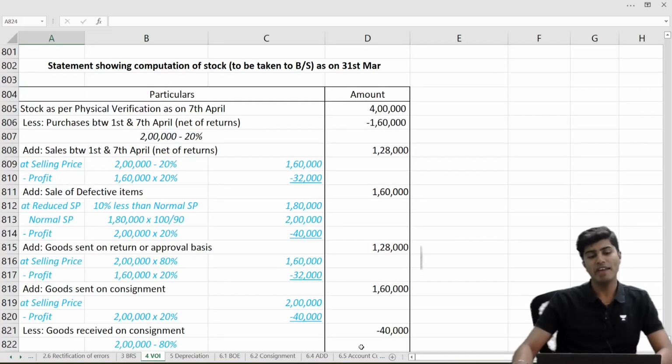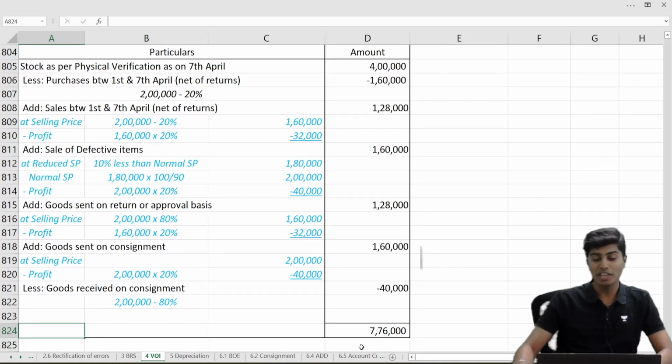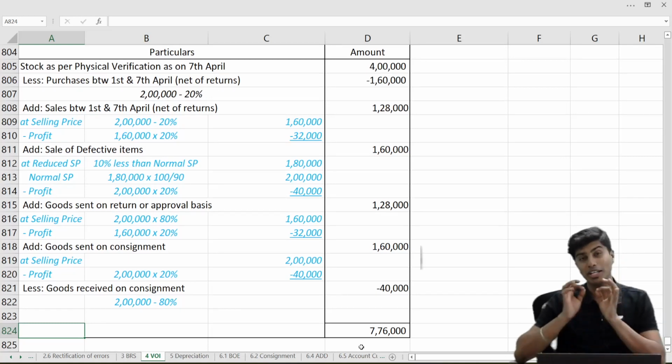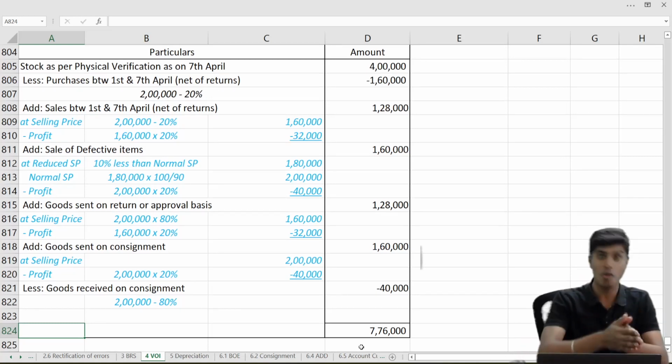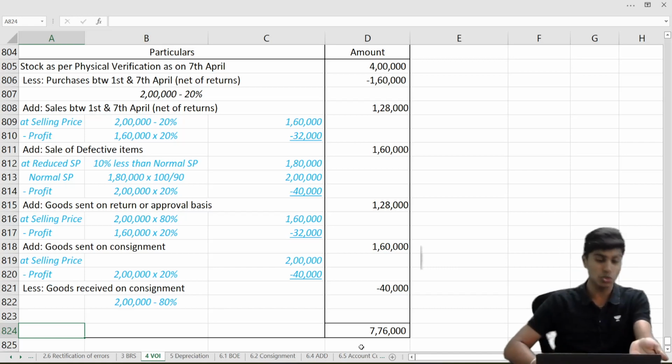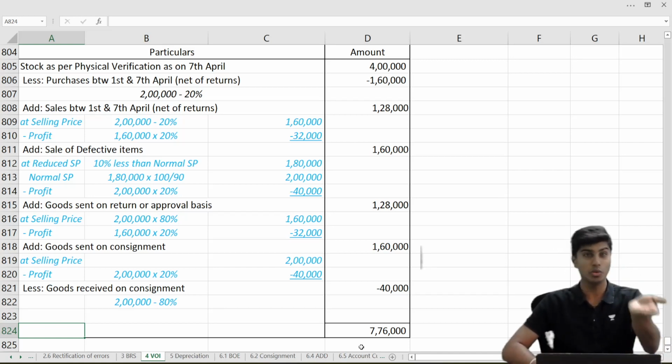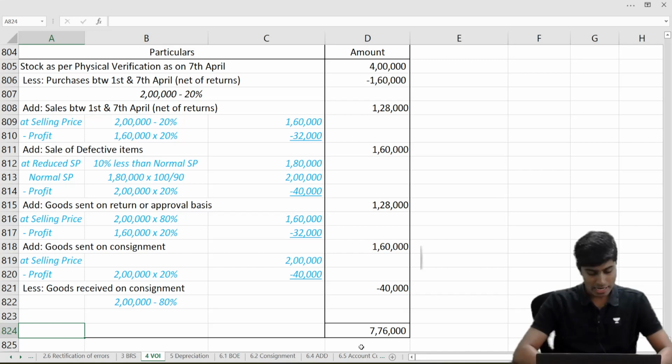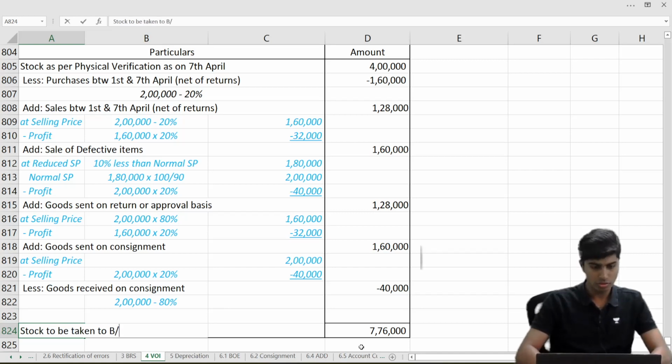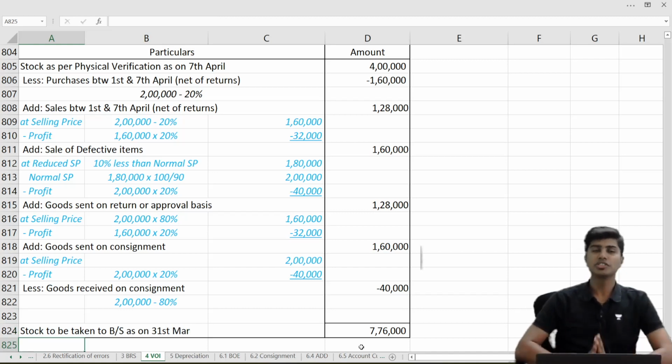This, my friends, is the value of inventory as on 31st of March as per our records, and this is the inventory which should be taken in evaluation of financial performance and position. Meaning in this question they've asked what is the inventory to be taken to balance sheet, and this is the inventory which I should be taking to my balance sheet. You get this? Stock to be taken to balance sheet as on 31st of March. That's it. This is the answer to this question.